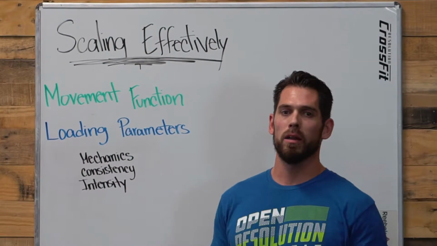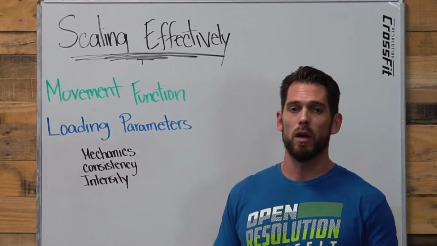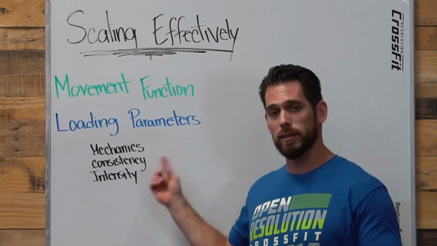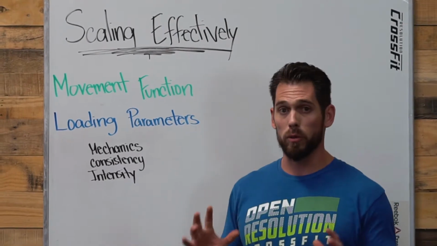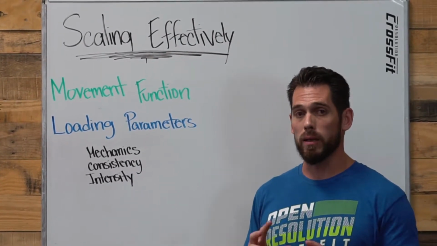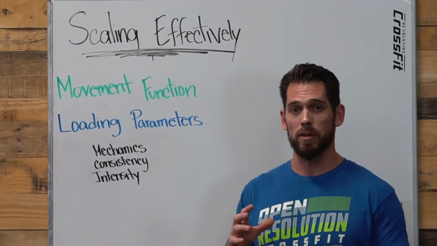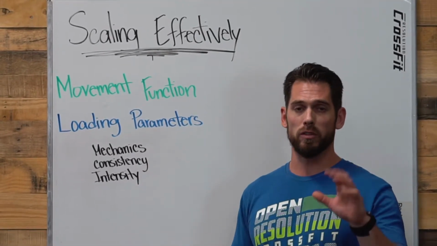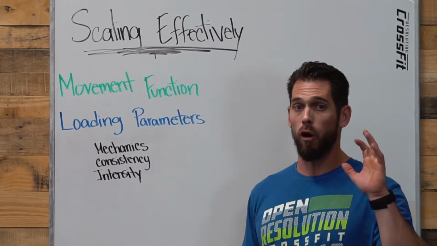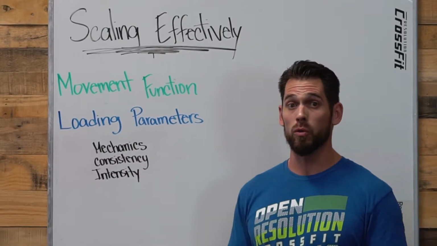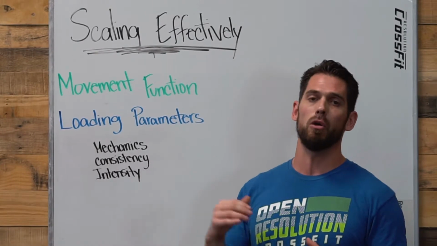All right, so now that we've covered the movement function portion, we're going to look at loading parameters. We're going to head back to mechanics, consistency, and intensity. What that means is whatever the loading parameters are for the workout, we want to be able to maintain that stimulus. As an example, if we're doing a 5 by 5 back squat, or 5 sets of 5 reps on a back squat, we want to be able to complete all 5 reps for all 5 sets. If I get into set number 3 and I can no longer complete all 5 reps, I've exceeded the loading parameter for the day.